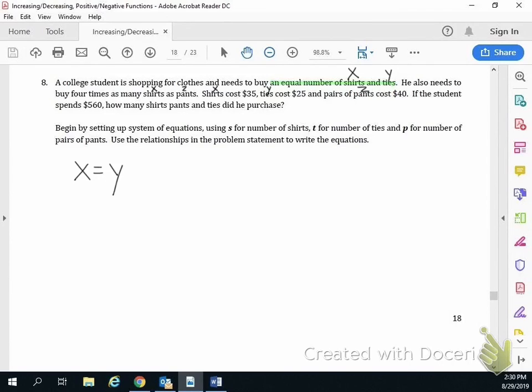Alright? So that, or, he needs 8 more pants than he does shirts, or 2 less of this than that, or whatever it may say. Those are the sentences that give most people trouble. The next one is the same idea. You're comparing 2 different ones. It says he also needs to buy 4 times as many shirts as pants.